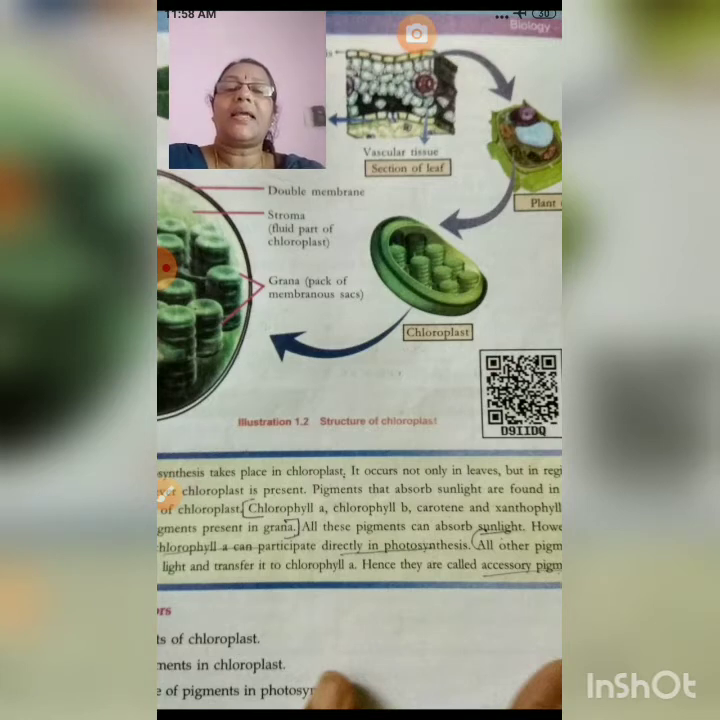Here chlorophyll A only can directly participate in photosynthesis. Other pigments are helping pigments or accessory pigments. These pigments absorb sunlight and transfer it to chlorophyll A. So you should draw the picture of chloroplast in your science diary. You should write the different pigments in the chloroplast, and also the accessory pigments and the role of pigments in photosynthesis.